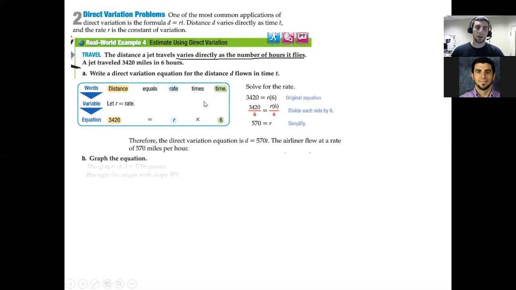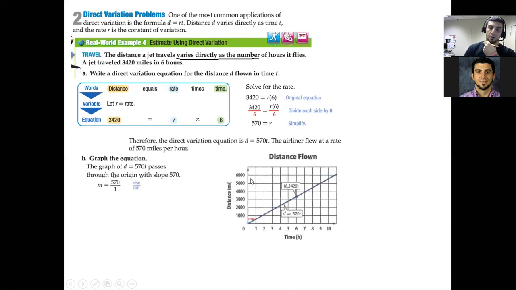If I want to graph that, I just draw a graph of d equals 570t. I plot the origin, and then I actually go up 570 points and over 1. Okay, so you're going to have to really change the scaling of your graph when you do this. Notice we made the y-axis or the d-axis go by thousands, and then the time graph go by ones. So if I go up 570, that's a little bit more than halfway to 1,000 over 1. Okay, and then the point 6 comma 3,420 would be right about here. And that's actually the point that they gave us.